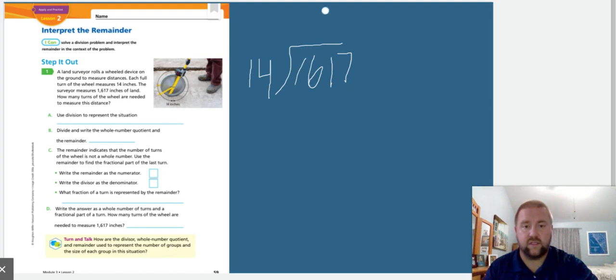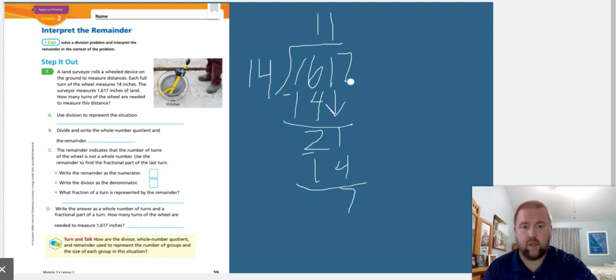14 can go into 16 one time. Subtract the 14. We get a 2. Bring down the 1 and do it again. 14 can go into 21 one time. Subtract. Okay, this is a 7. Bring down the 7 and do it again. 14 can go into 77. I know this mental math, 5 times, because 5 times 14 is 70. So when we subtract, that gives us a 7. So we see our answer as 115 remainder of 7.